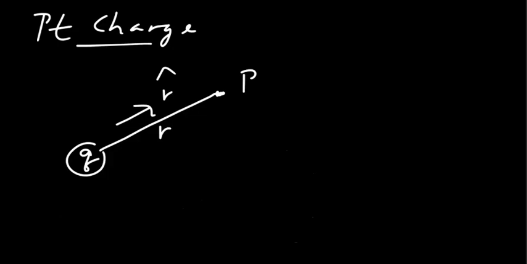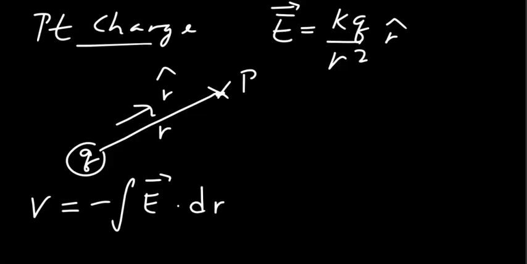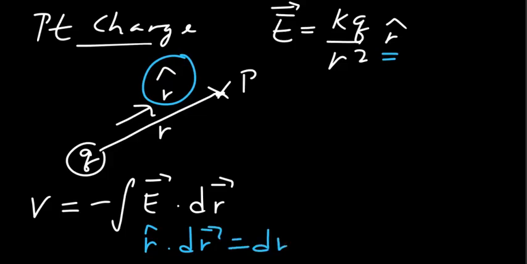You can also go the other way. We know the electric field at point P is given by KQ over r squared r hat. Let's assume you want to determine the potential at point P. It is given by minus the integral of E dot dr, where dr is the differential of a vector in a radial direction. So the dot product of the electric field, which is defined by the direction r hat, with dr, which is also in the same direction as r hat, will simply become dr.